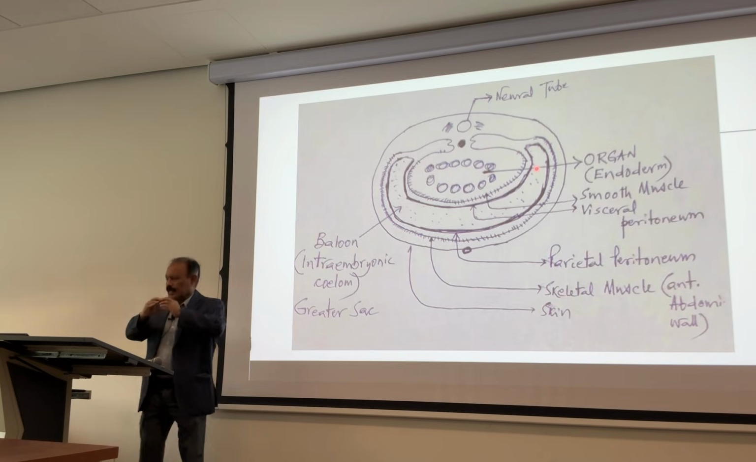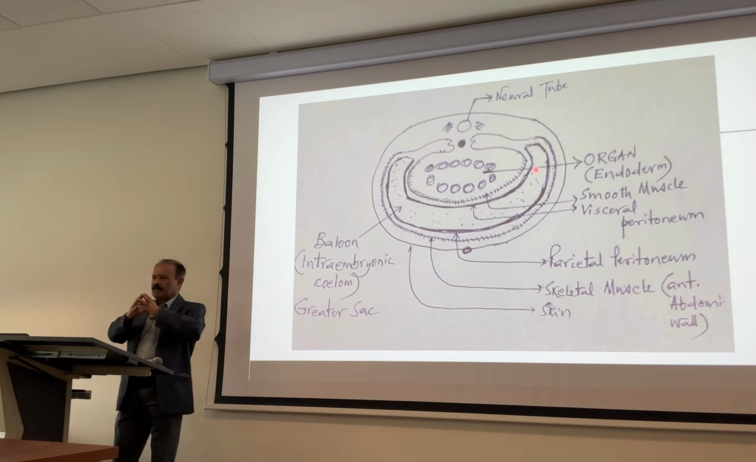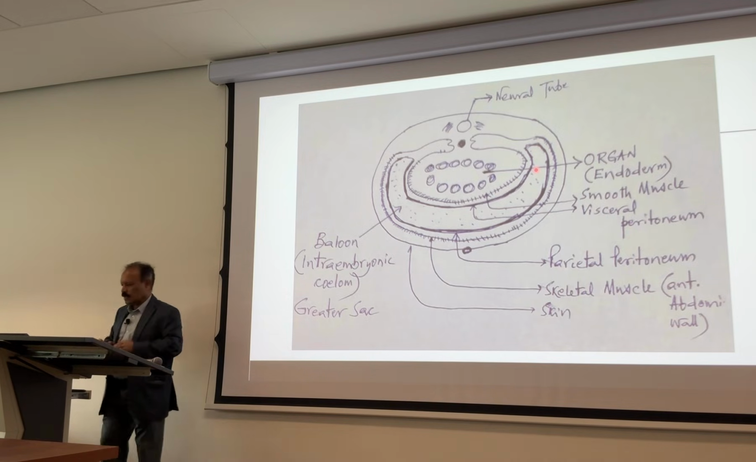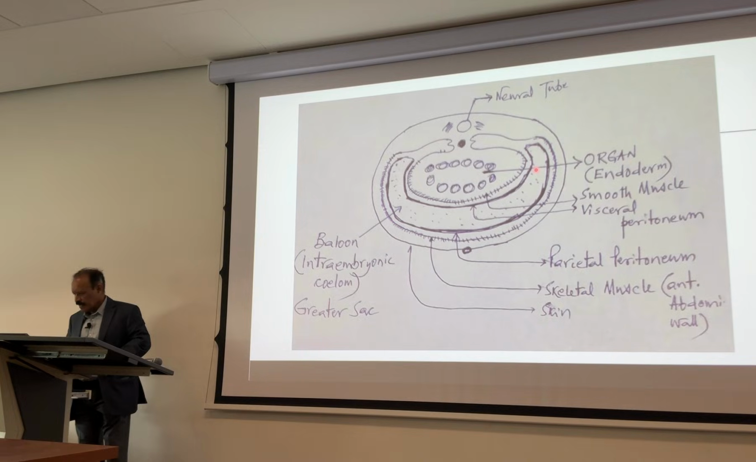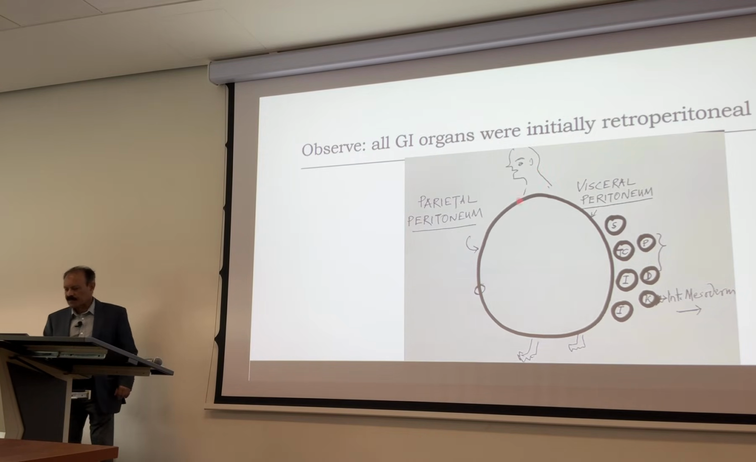Yes or no? Yes. It looks like a little crescent shape, but if you put lots of air over there, it will be puffed. It will be looking like a balloon. Now, how does it look then? It will be like this. Here is the parietal peritoneum, here is the visceral peritoneum, lots of air over there.